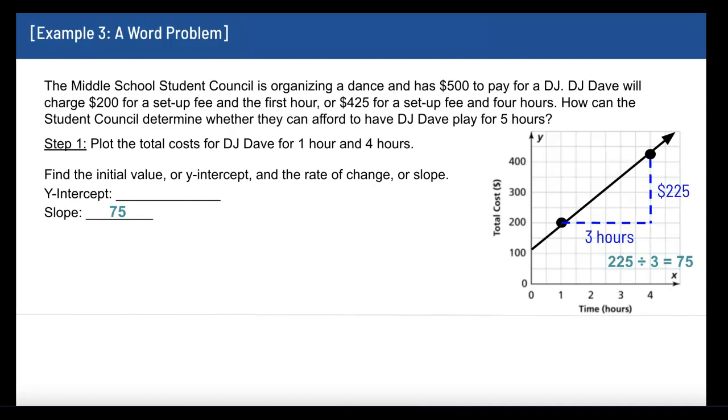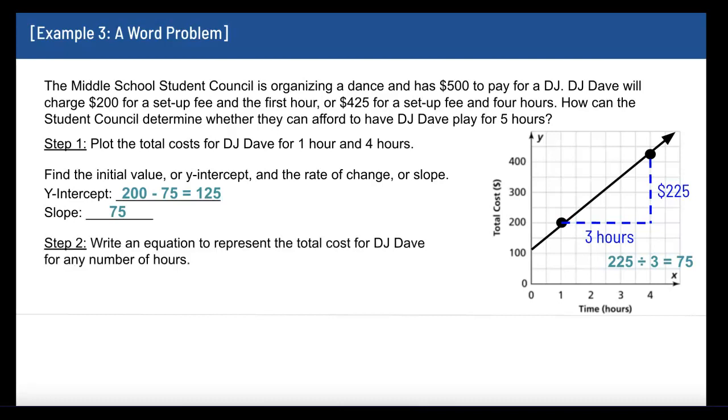We can then take our 1 hour point at 200 and subtract $75 to get the exact value at 0 hours, or the setup fee. This is our y-intercept at 125. Our second step, we can now write an equation to represent the total cost for any number of hours. So we have y equals the slope times x plus the y-intercept. So y equals 75x plus 125.